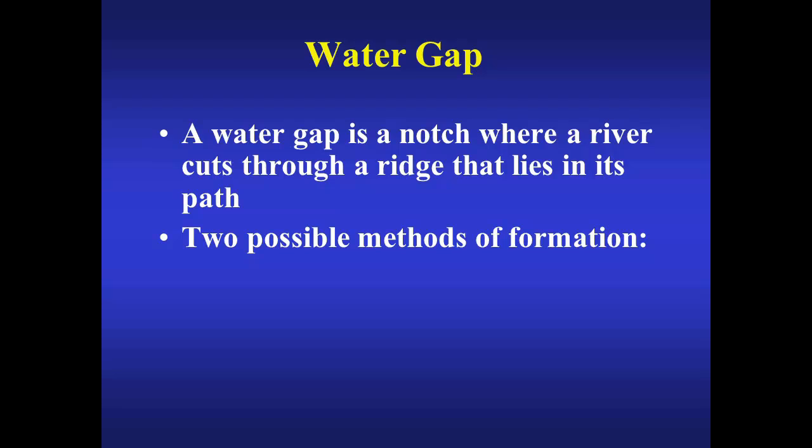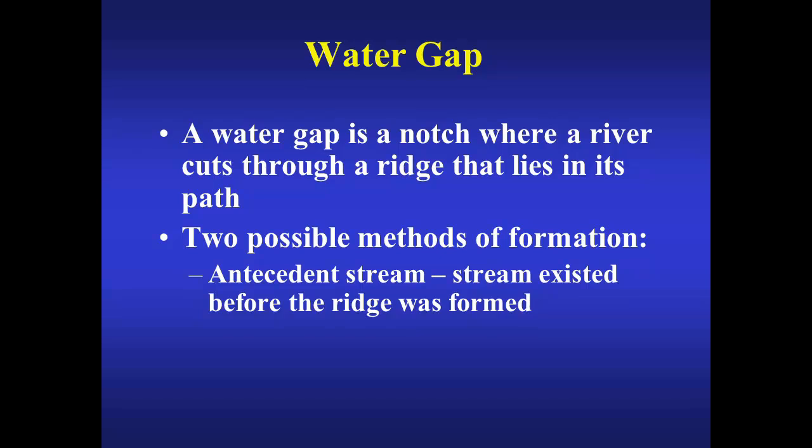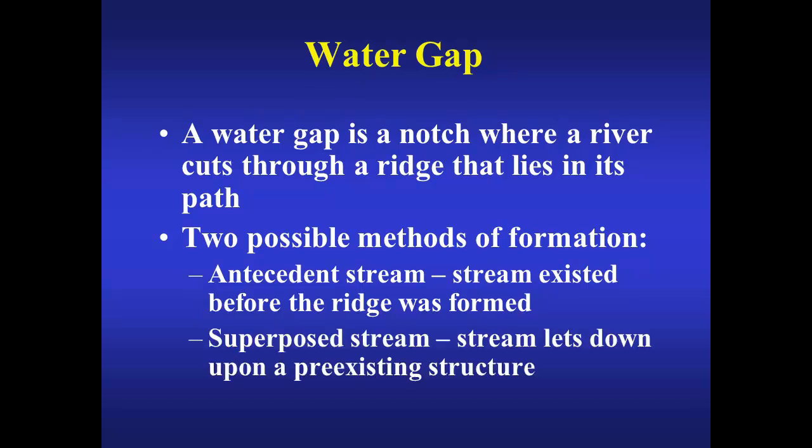A water gap is a notch where a river cuts through a ridge that lies in its path. And water gaps form two different ways. In one case, we can have what's called an antecedent stream, where the stream existed before the ridge was formed. And as the ridge grows, the stream simply downcuts and keeps pace with the rising topography. Another case is that of a superposed stream, where the stream is let down upon a pre-existing structure.